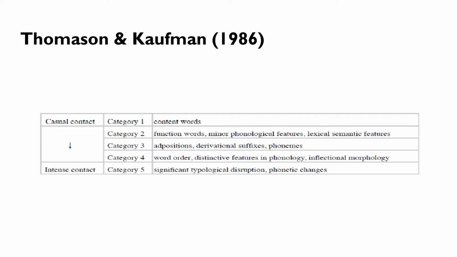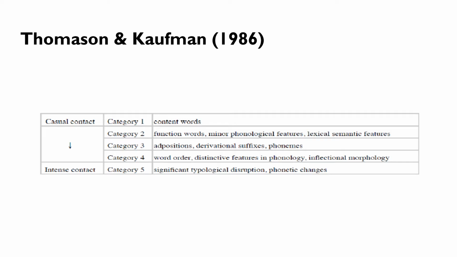Okay, some hierarchies. Maybe the most famous one is the one proposed by Thomason and Kaufman in their 1986 book, which is what made me want to be a contact linguist when I read it. So they have a hierarchy that says, okay, the first category is content words, and then function words, and then little phonological features, and then afterwards things like adpositions, and finally, big typological changes. The reason why I separated this from the other is that it already builds into the hierarchy the causal factor, and that's on the left.